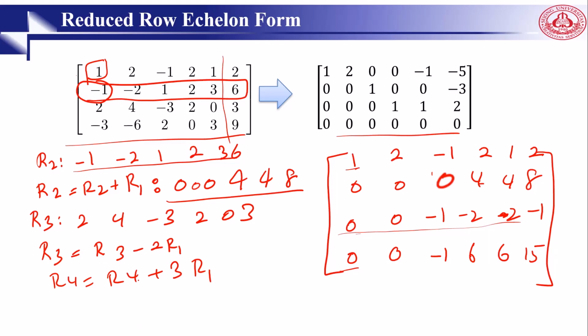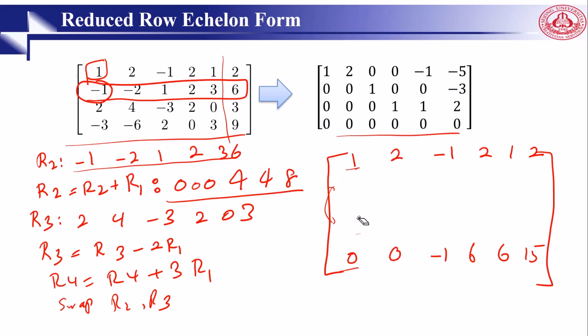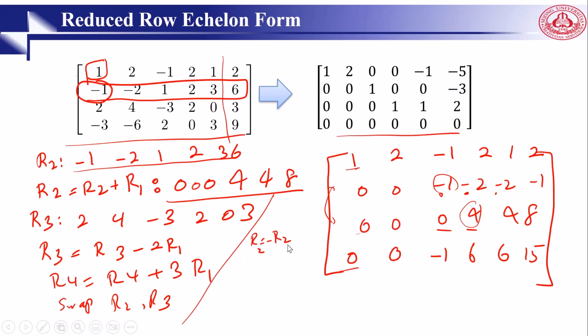Okay, then for this one, as you can see here, if I swap R2 and R3, then R2 will be 0, 0, -1, -2, -2, -1, and R3 will be 0, 0, 0, 4, 4, 8, right? Because this leading entry should be 1 after this one, right? Then in R2, we have some negatives here, we want +1, right? If I say R2 equals minus R2, it means now R2 is just this, I remove this one. Then in the next round, I say R1 equals R1 plus R2.